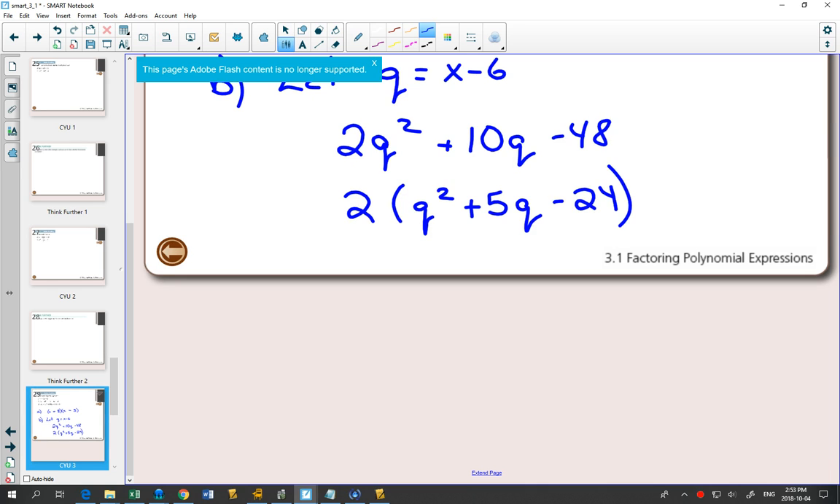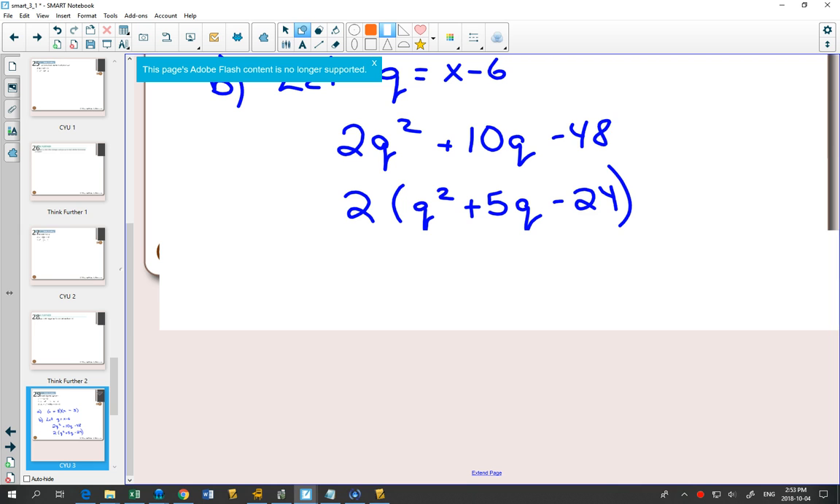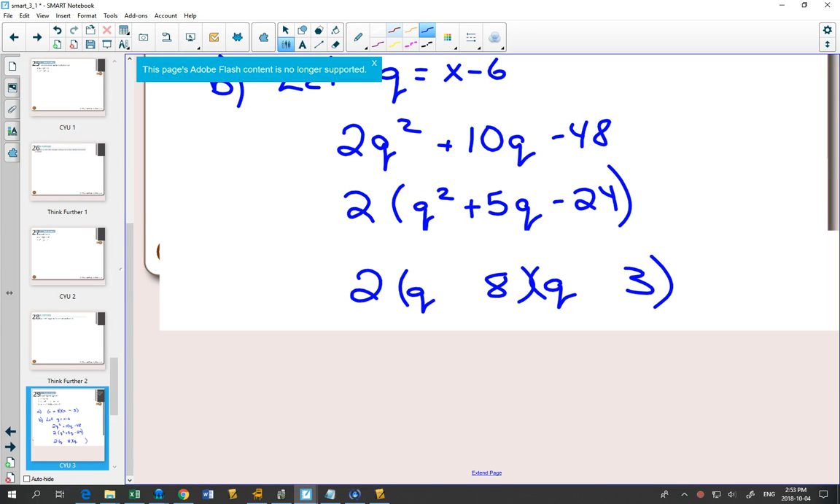And then that 2 would still be out in front. Could you factor this? Well, what times what is q squared? Q times q. And this looks awfully similar to what we did just in the question above, right? 24 to get 5 is going to be 8 and 3. 8 is going to be positive. 3 is going to be negative. But we remember that we made q equal to x minus 6.